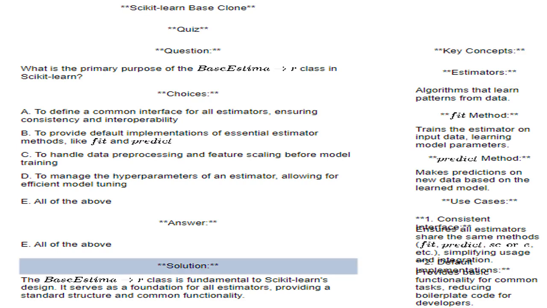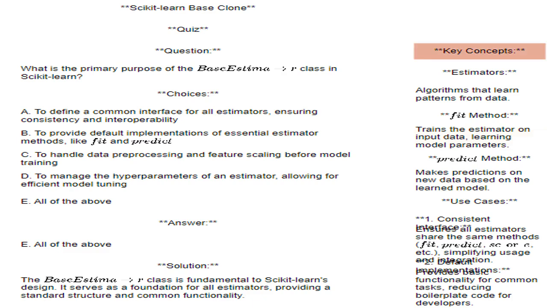The fit method trains the estimator on input data, learning model parameters. In linear regression, fit would determine the slope and intercept of the best fit line, training a model to learn patterns and relationships from the data. The predict method makes predictions on new data based on the learned model. Given a new input feature, a trained linear regression model would use the learned slope and intercept to predict the target value, making predictions on unseen data using the trained model.